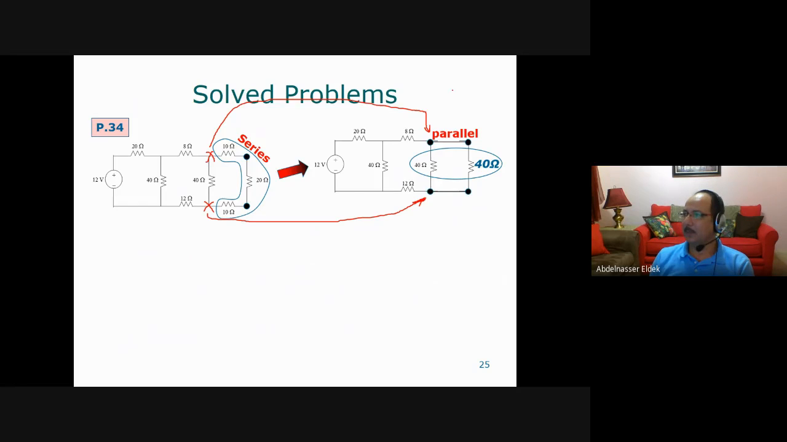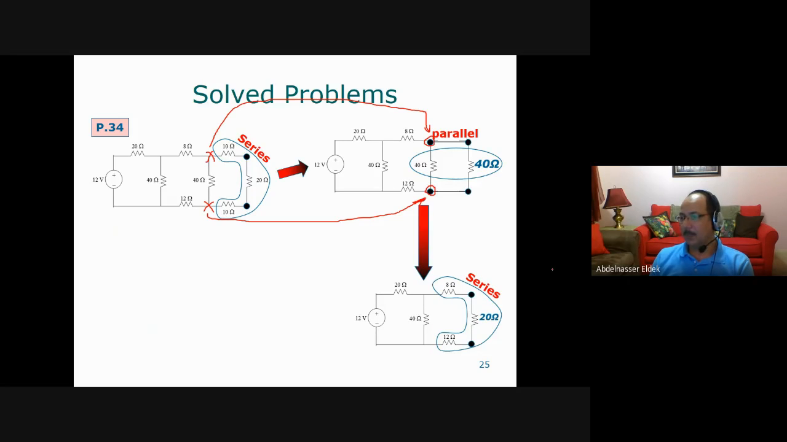Then between these 2 points, you add a 20 ohm. Okay, so you see here we have the same 2 points, this point and this point. We have now a 20 ohm. Okay, and in the new circuit, look at it, you will find that 8, 20, and 12 are in series. So you just add them. 8 plus 20 plus 12 is 40. So you have another 40.